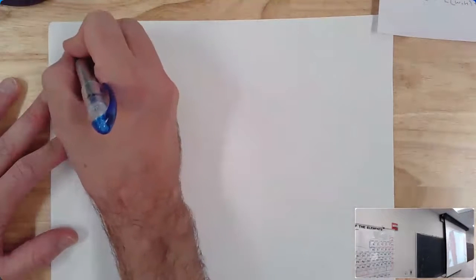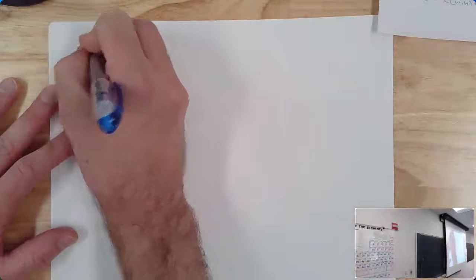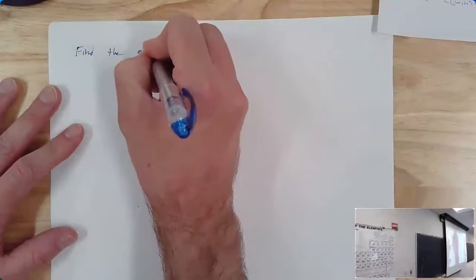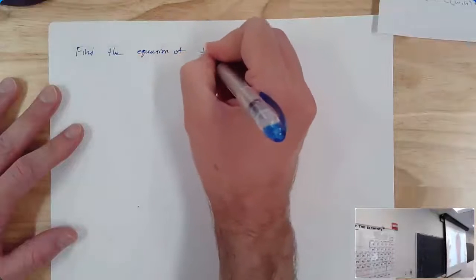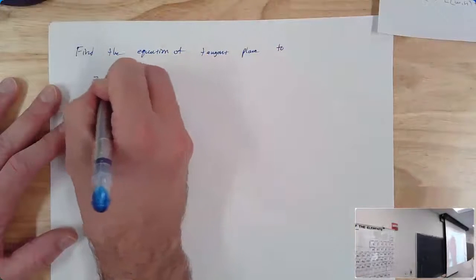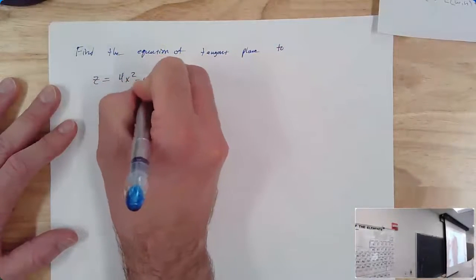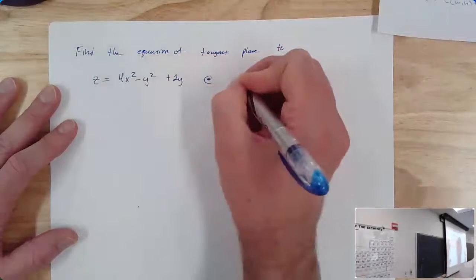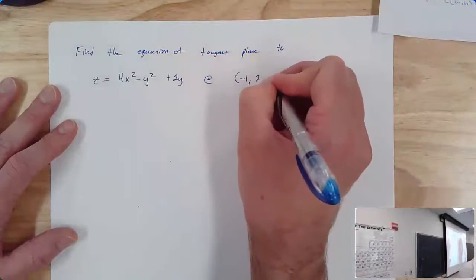Let's look at a couple more. It's kind of the same thing over and over again. So tangent planes, aka linearizations, you're just using this idea over and over again. But let's look at a few more examples because it is worthwhile. Let's look at this one. Find the equation of the tangent plane to z equals 4x squared minus y squared plus 2y at the point (-1, 2, 4).